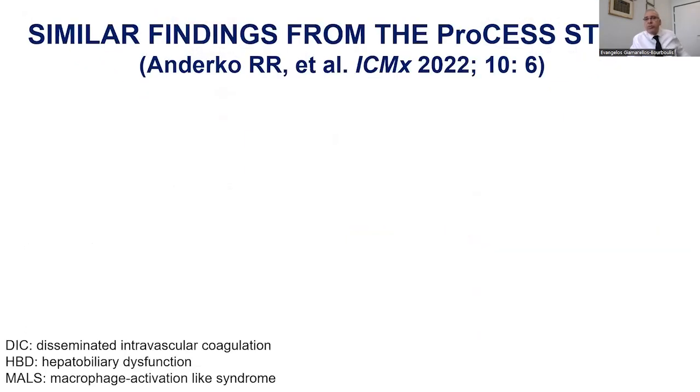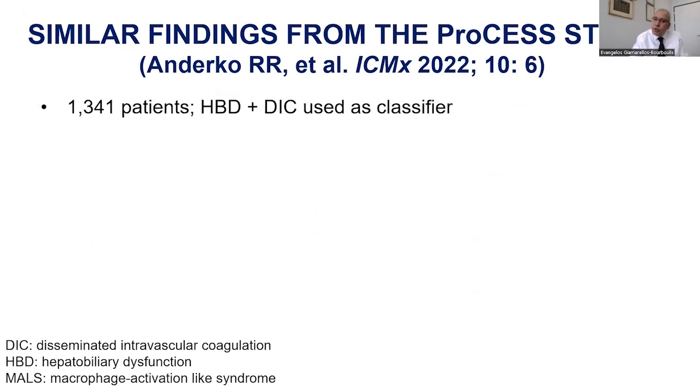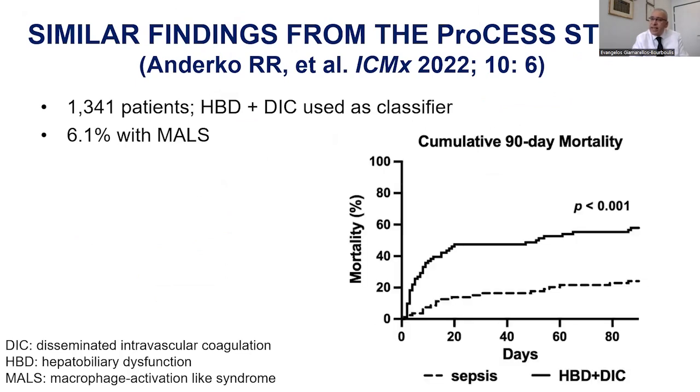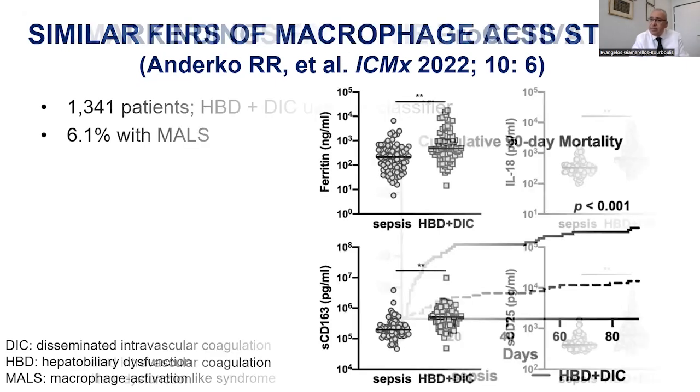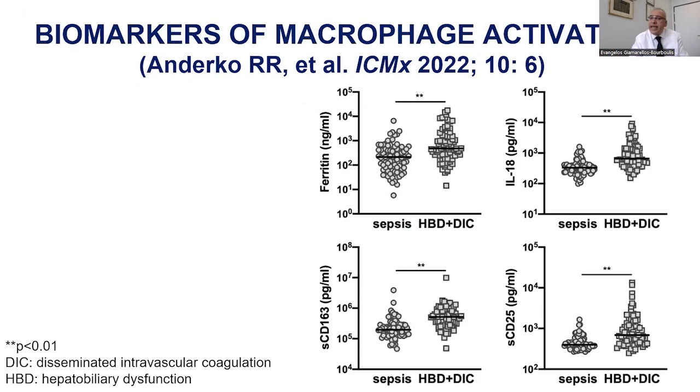We felt very happy when we realized that a recent publication of the PROCESS trial, using again a classifier of macrophage activation syndrome on 1,341 patients, defined that 6% of these patients have macrophage activation syndrome. And again, you see that this leads to early mortality in the first 10 days, but also what is the key diagnostic of the situation? It is ferritin. And also with ferritin, the soluble CD163, which is a marker of activation of tissue macrophages, is increased.